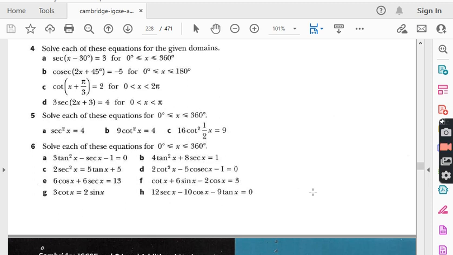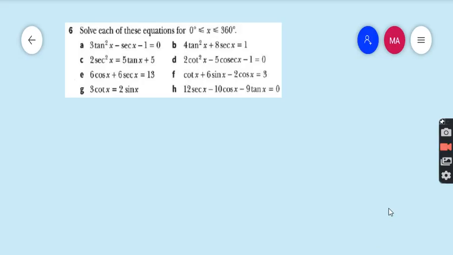Let's start question number 6. You can see on your screen, solve each of these equations for 0 to 360 degrees. First equation, A: 3 tan square x minus sec x minus 1 is equals to 0.